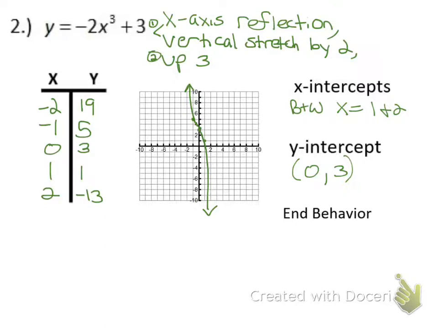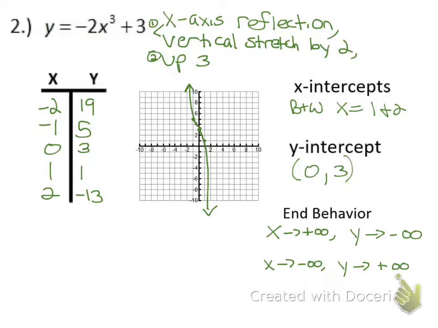Remember, we want to know what's going on the right side of the graph and on the left side of the graph. So as x gets really big, on this side the graph is pointing down. That signifies that y is approaching negative infinity. On the left side of the graph, as x approaches negative infinity, y is going to approach positive infinity.